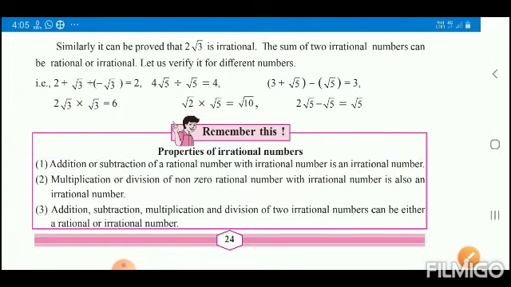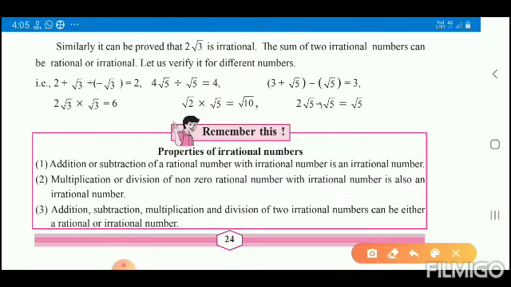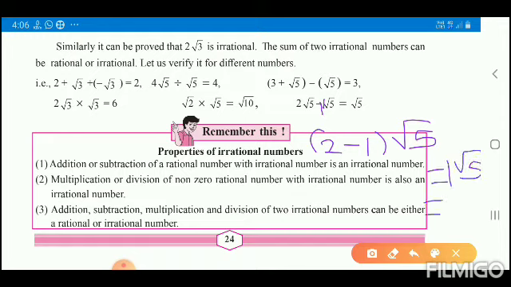Now the last example they gave is 2 root 5 minus root 5. Here, where there is no coefficient, we have to consider the coefficient as 1. Okay. Then how to solve this? 2 minus 1, and root 5 is common in that. So 1 root 5, 1. If you write the 1 also, no problem. If you do not write it also, not a problem. So here the answer came root 5.